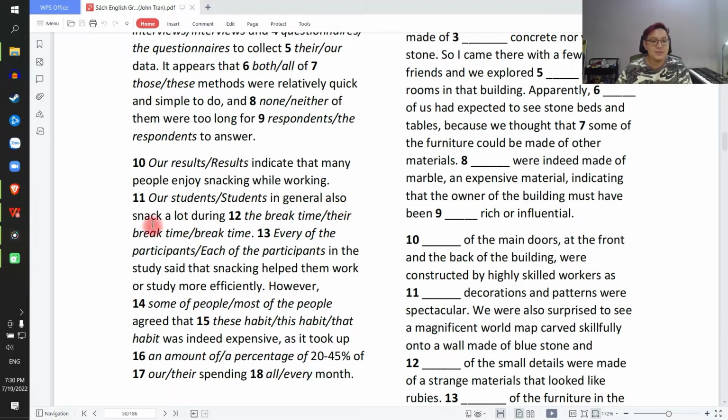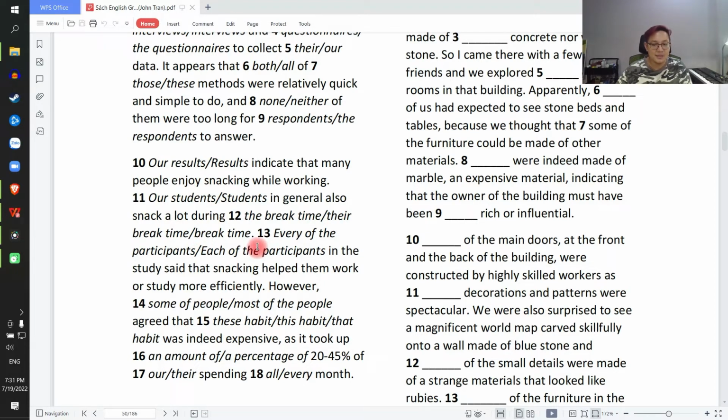Students in general also snack a lot during their break time, or you can use break time, because students here refer to students in general. Or you can just talk about break time. You don't have to use the break time, because we want to talk about break time in general, right? So we do not need the here. However, we can use their break time if we want to specify whose break time. It's students' break time or their break time. So here, number 12, their break time or break time.